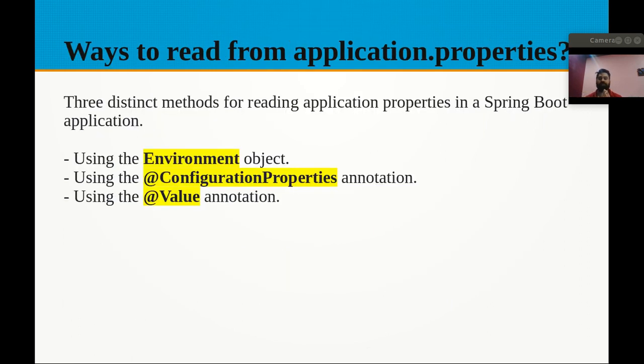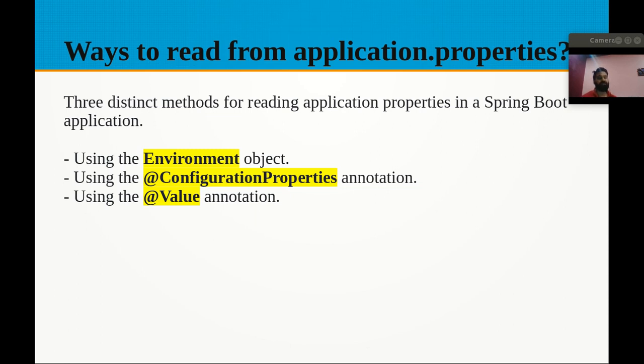So next we are going to discuss the ways to read from the application.properties file. Let's say that you have defined different values in your application.properties file, and now you want to read the values in your controller and in your service class. So how can we do this? Basically there are three ways in which you can read the property file in your Spring Boot.